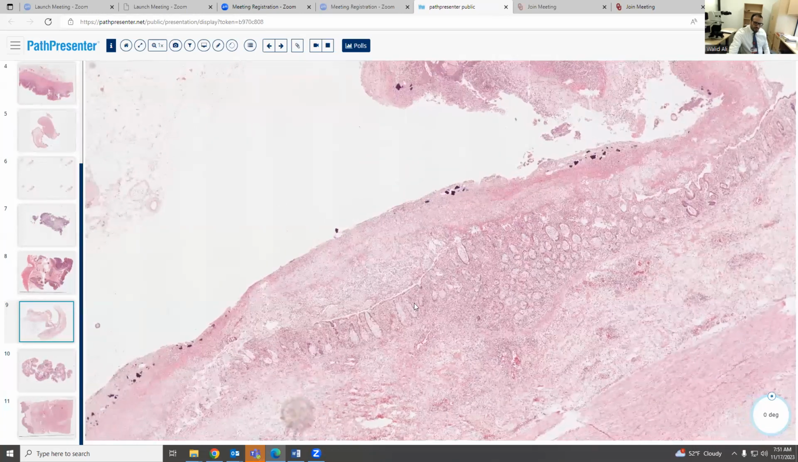Pseudomembranous colitis usually happens because of C. diff, in patients using antibiotics for a long time, like clindamycin. It kills the normal flora of the GI tract, and then it helps other bacteria to grow and cause injury.